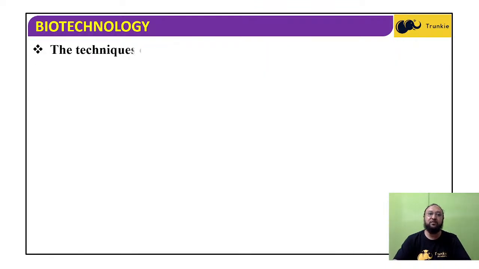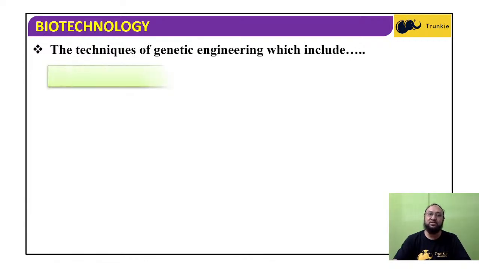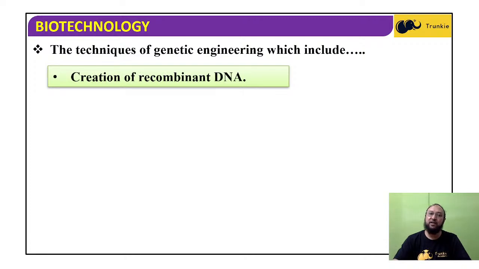So for that we need to use genetic engineering. The technique of genetic engineering includes the creation of recombinant DNA. What we are doing is cutting away the undesired DNA segment or gene, and inserting the gene from which we want to express the desirable product, or part of the DNA segment.